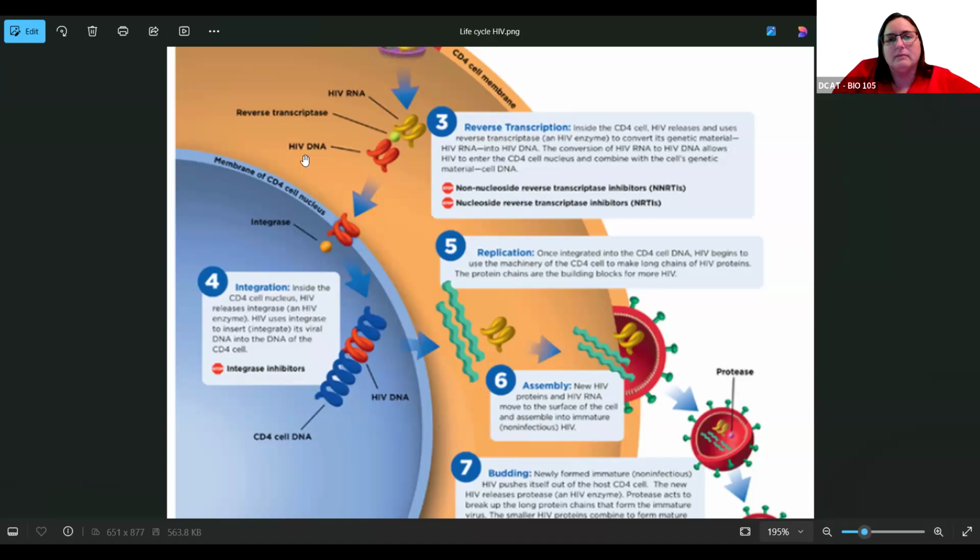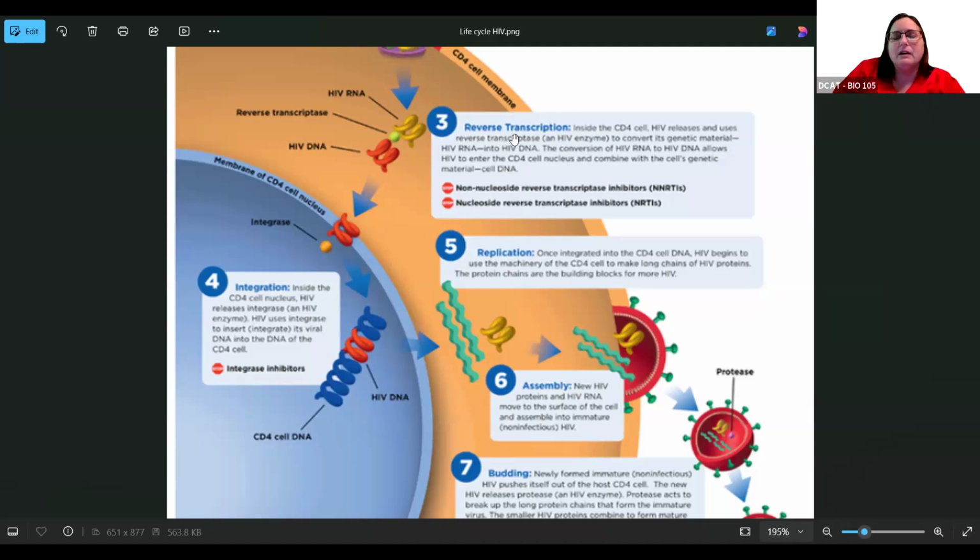HIV DNA. This conversion allows the HIV to enter the CD4 cell nucleus and combine with the genetic material called DNA. So remember, any virus needs a host. It takes over cells in that host and puts its genetic material in with that host, and then that host, which is usually our own body cells, reproduces the virus for that virus. It takes over our cell, and our own body cells produce the virus.